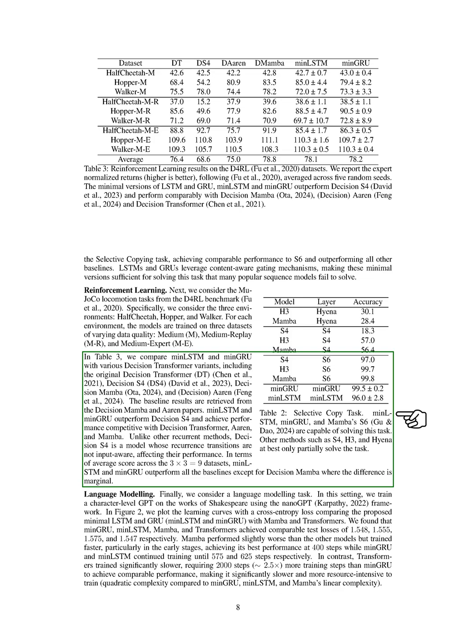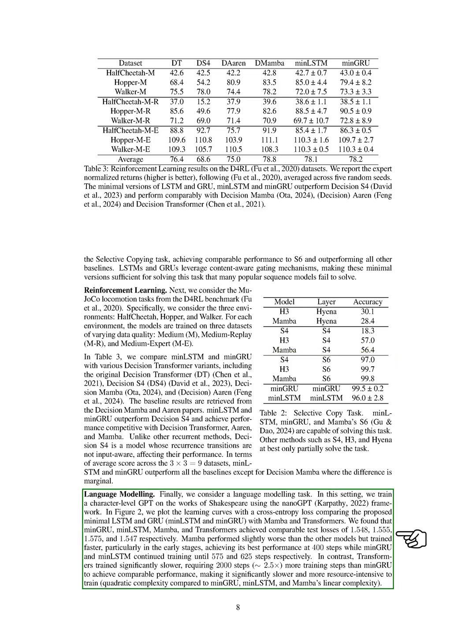Our findings show that min LSTM and min GRU outperform Decision S4 and perform competitively with Decision Transformer, RN, and Mamba. Unlike other recurrent methods, Decision S4 lacks input-aware transitions, which impacts its performance. Overall, across the 9 datasets, min LSTM and min GRU exceed all baselines except for Decision Mamba, where the difference is slight.